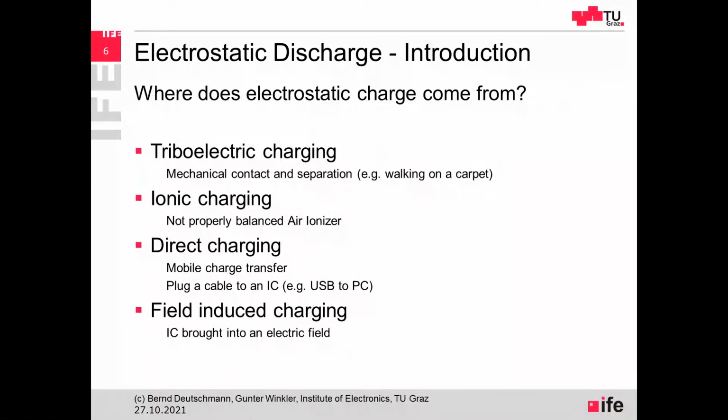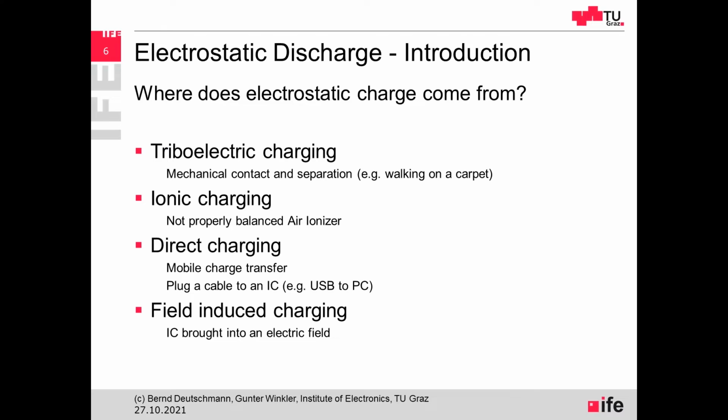So where does this electrostatic charge come from? There are many, many ways how electrostatic charges can be generated. A very important one is triboelectric charging, mechanical contact and separation. So for example, if you're walking on a carpet, or as you've seen in this video, the lady was jumping more or less out of the seat of the car. There is a kind of charge separation happening. She was accumulating charge and then transporting this charge until she was touching the metal frame of the car, where she was then finally discharging.